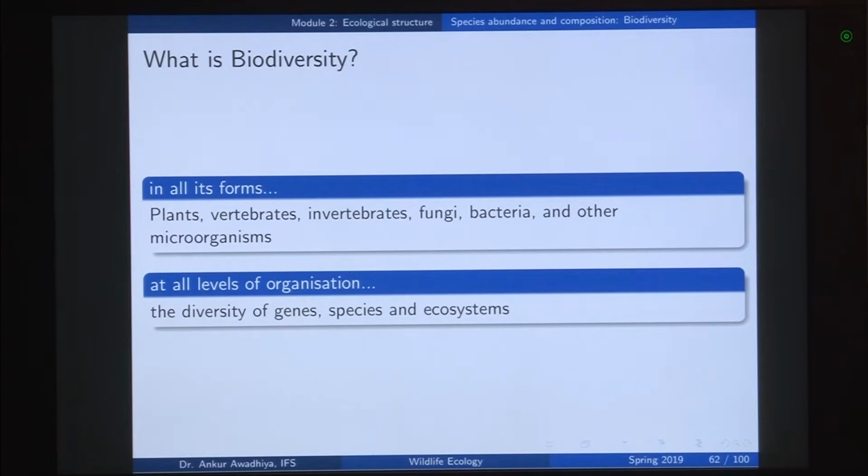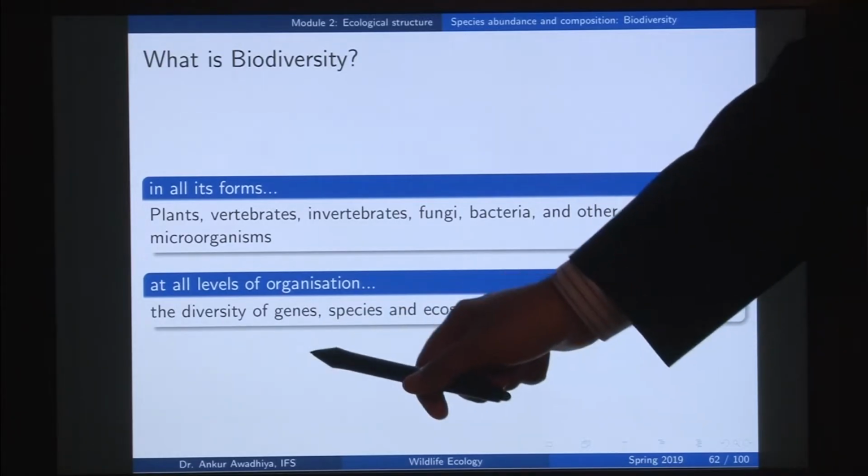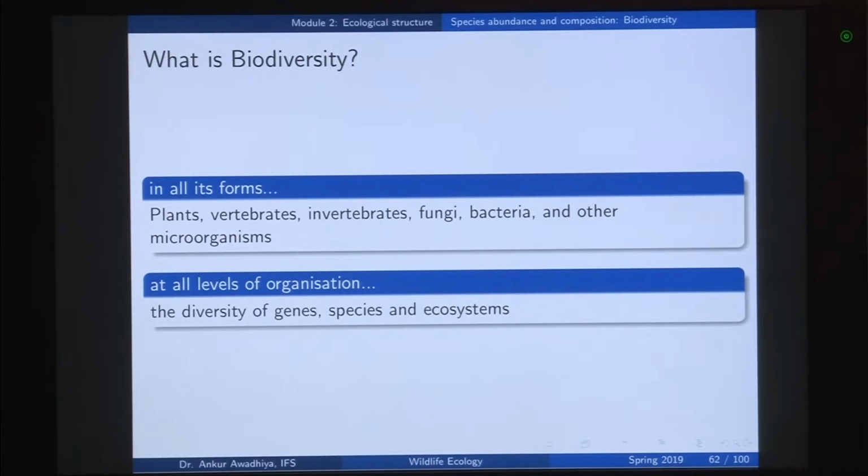And when we say at all levels of organization, we can say diversity at the level of genes, diversity at the level of species, diversity at the level of ecosystems, or we might even look at diversity at some other level of organization. Now, of these, three are considered to be the most important: the genetic level biodiversity, the species level biodiversity and the ecosystem level biodiversity, and we will have a look at them in greater detail.